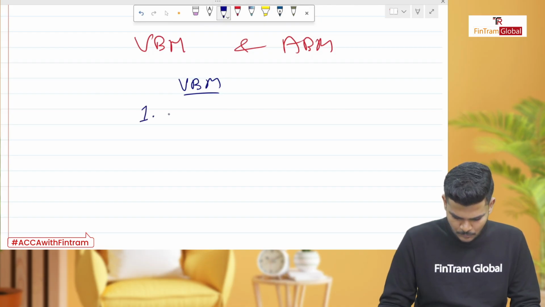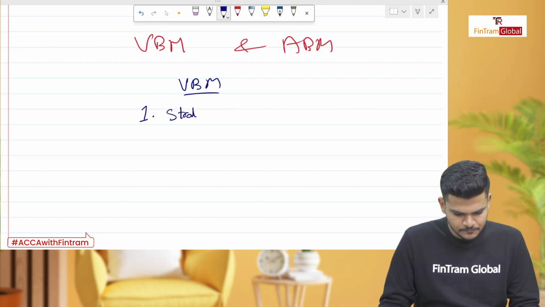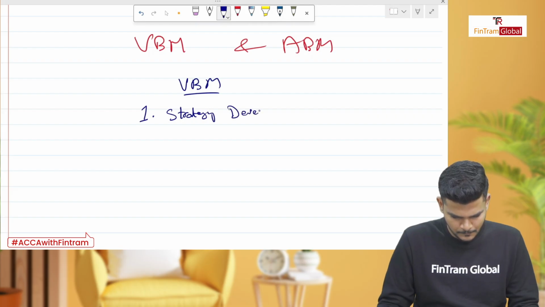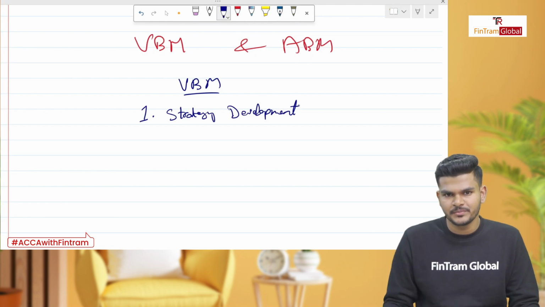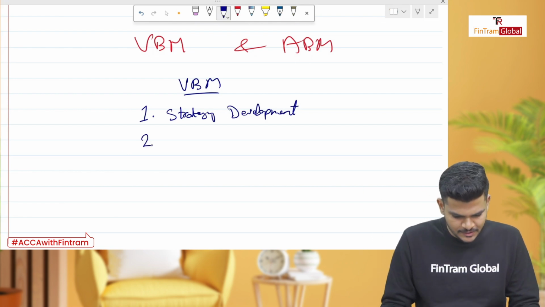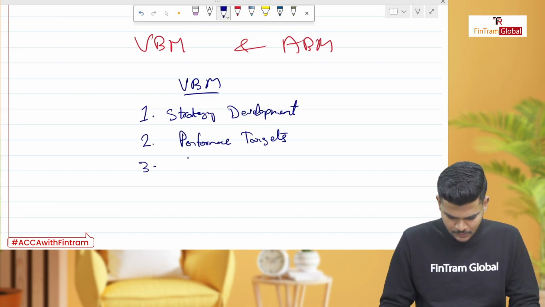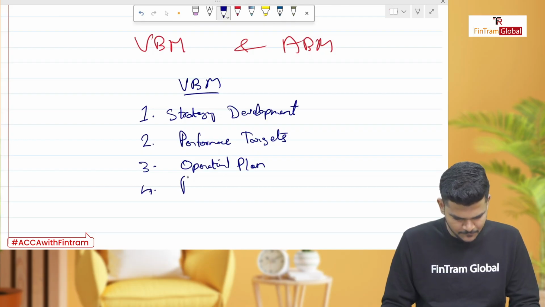Step one would be to develop a strategy to achieve my corporate objective, right? Course of action, basically, right? Step two would be to set performance targets. Step three would be to create an operational plan. And then step four would be to measure performance.